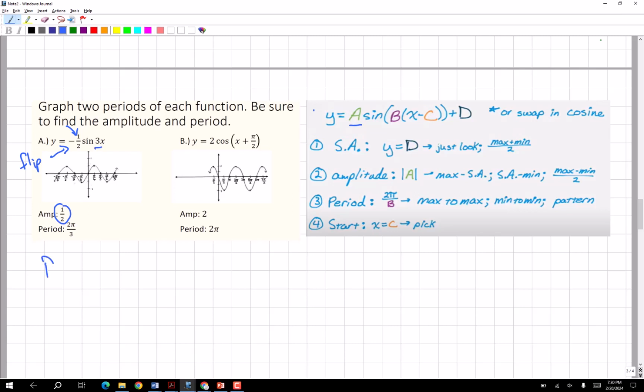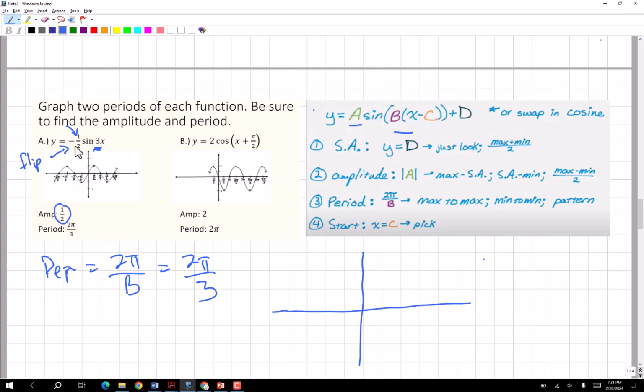So remember, period equals 2 pi over b. So period equals 2 pi over 3, okay? Because this is b, right? B is the thing in front of the x, and here's the thing in front of the x, okay? So when I graph this, okay, so it's sine. I'm going to graph this because it's negative sine. Positive sine would be this, okay? Negative sine is going to be going the other way.